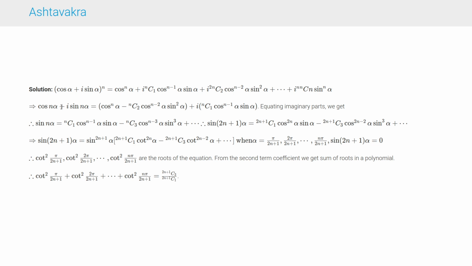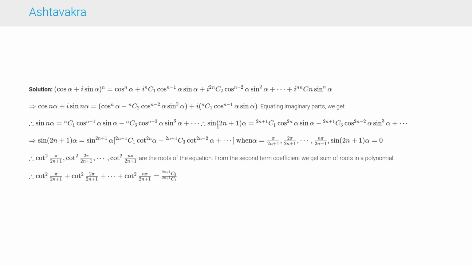So cos n alpha plus i sin n alpha from the left hand side is equal to cos to the power n alpha minus nc2 cos to the power n minus 2 alpha into sin square alpha plus i into nc1 cos to the power n minus 1 alpha sin alpha and so on. There is a typing mistake here. There should be plus and then triple dot. So by comparing the imaginary parts, we have sin n alpha is equal to nc1 cos to the power n minus 1 alpha sin alpha minus nc3 cos to the power n minus 3 alpha sin cube alpha and so on. So therefore we put, in place of n we put 2n plus 1.